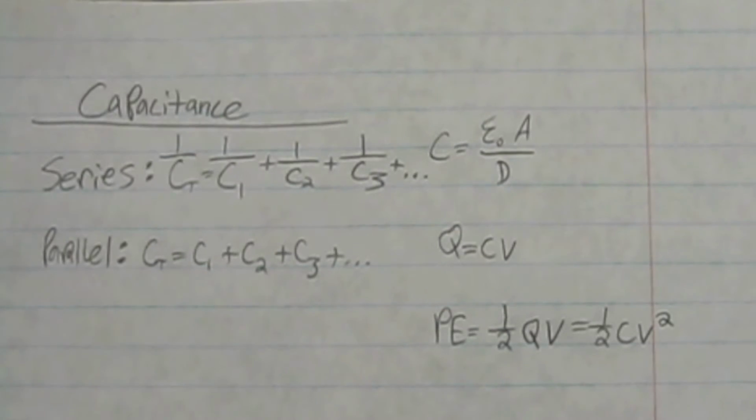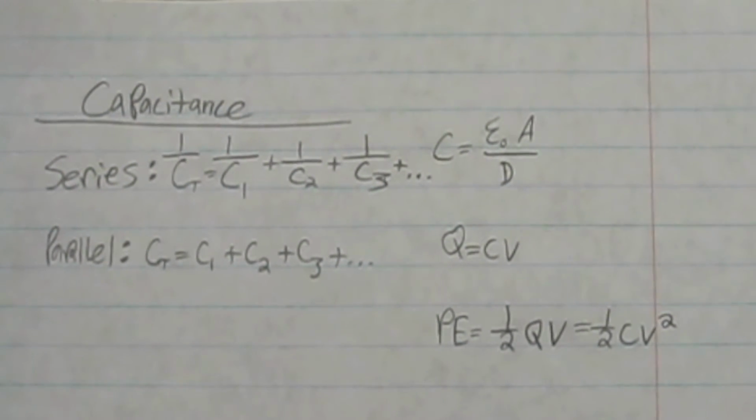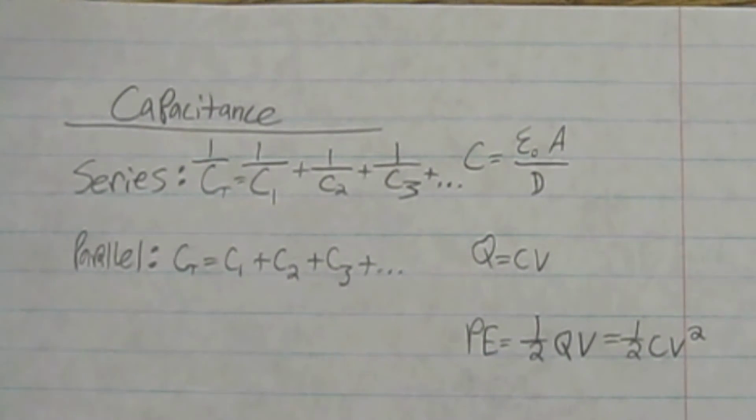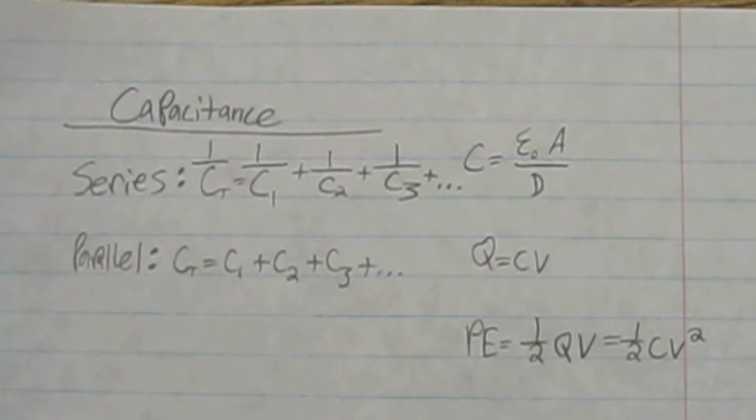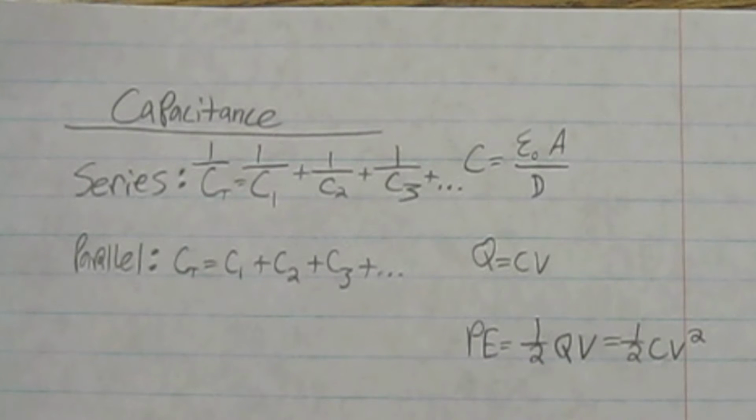A capacitor is a device used to store charge. The capacitance of the capacitor tells how well that capacitor can store charge. In series, the capacitance can be found by using the inverse of the capacitance of the first capacitor plus the inverse of all the others, set equal to the inverse of the total. In parallel, you can simply add up the capacitances of every capacitor.